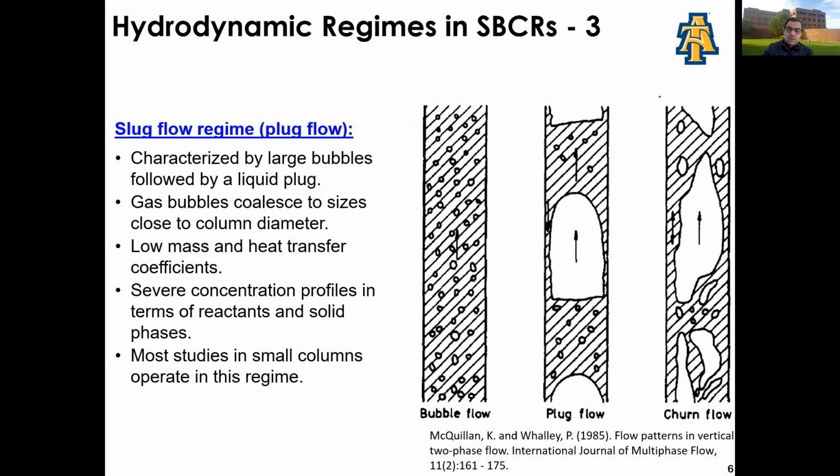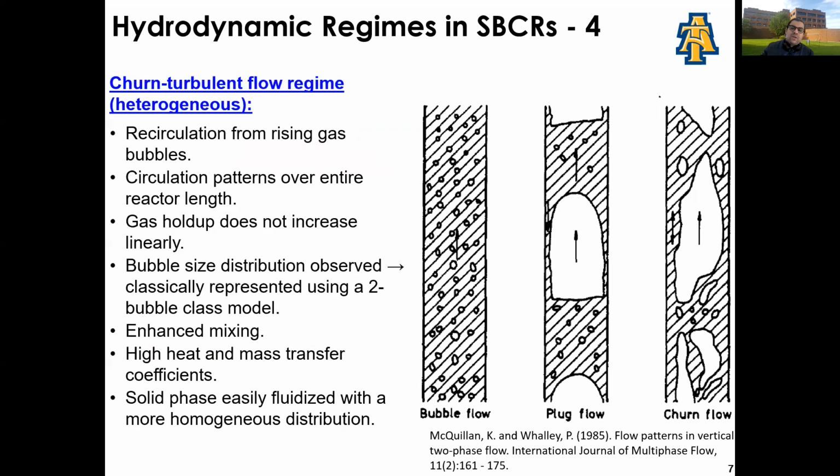Whereas if you have a large diameter column, you get the churn turbulent flow regime. In this case, we have a lot of recirculation from these rising gas bubbles. We have circulation patterns which cover the entire reactor, and different types of circulation patterns have been studied extensively. The gas holdup does not increase linearly with the gas velocity. And the bubble size distribution is classically represented using this two bubble class regime.